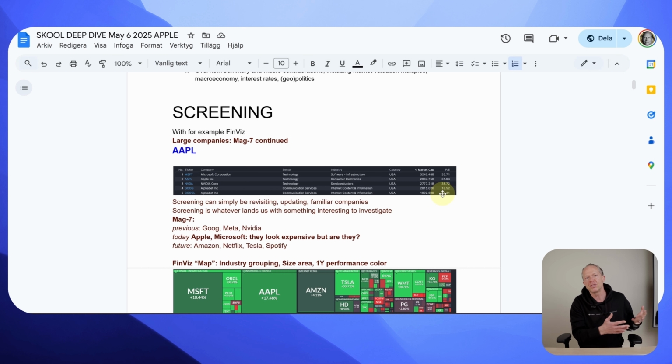Remember that the average for the market is about 16 times or 15 times future earnings, or 16.5 times last 12 months earnings. Anyway, both Apple and Microsoft, they look pretty expensive, but are they really? That is what we need the deep dive for.